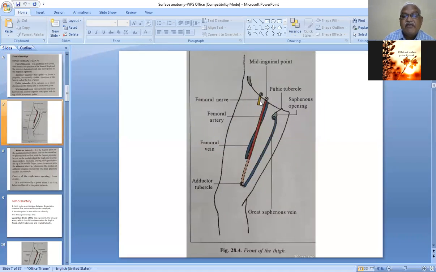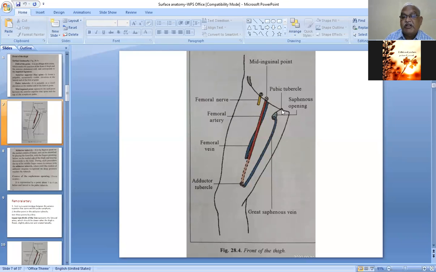Now, laterally is the femoral nerve, the femoral artery in the center and the femoral vein medially. These three are present in the femoral triangle. Yesterday I told you about the saphenous opening. The great saphenous vein dips backwards into the saphenous opening. This saphenous opening is covered by a fascia, that is the cribriform fascia.